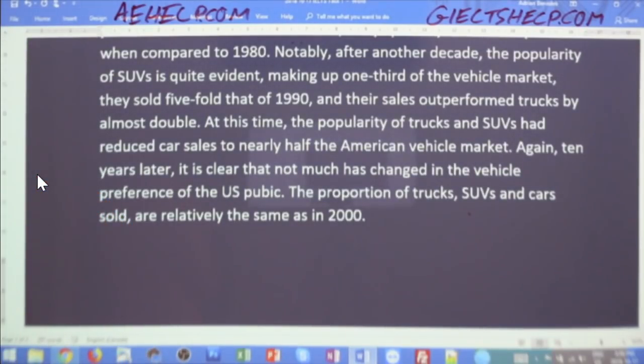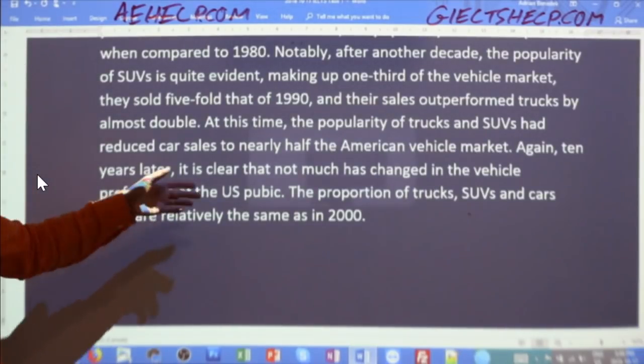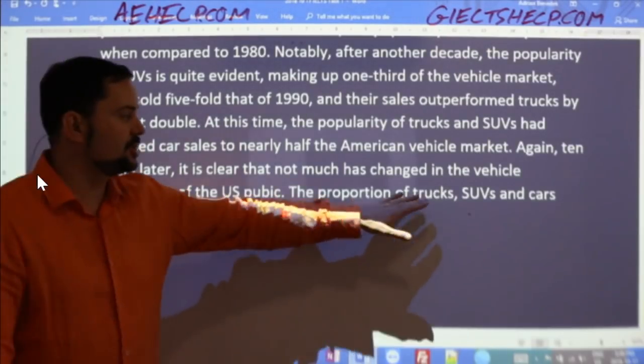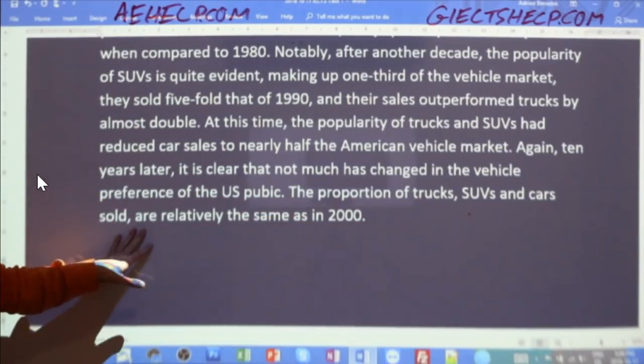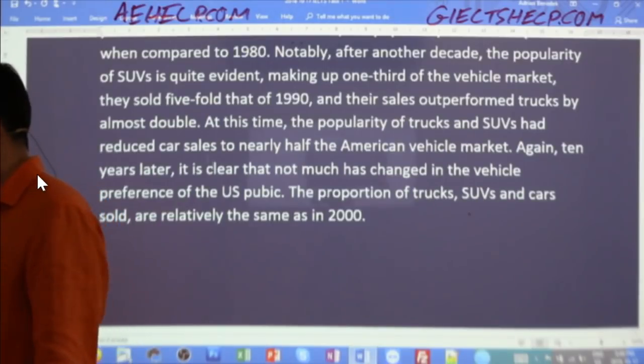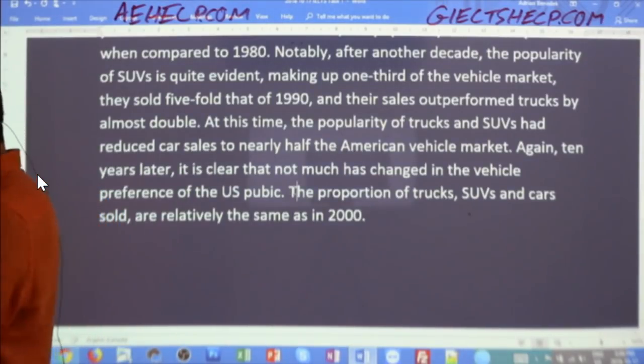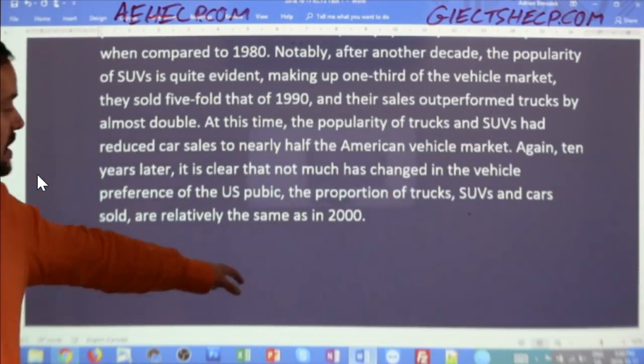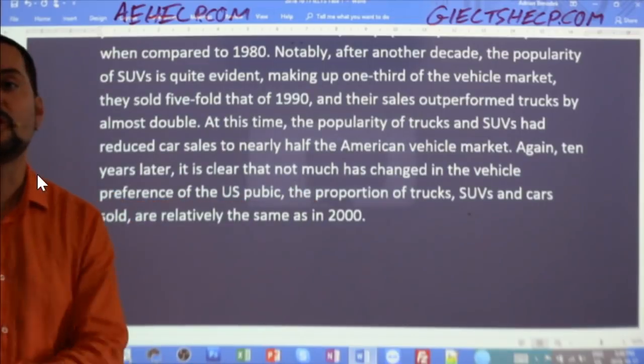Okay, so again, 10 years later, it is clear that not much has changed in the vehicle preference of the U.S. public. The proportion of trucks, SUVs, and cars sold are relatively the same. Now, if you know your grammar rules, you could just join it with a comma as well to make it an even nicer sentence. Why? Because this is a definition of this part here.